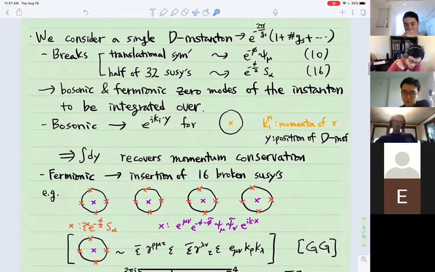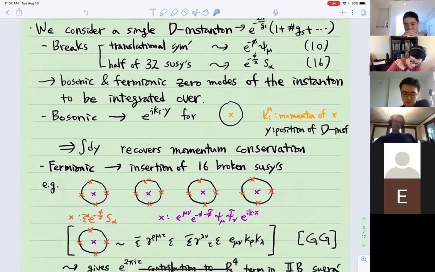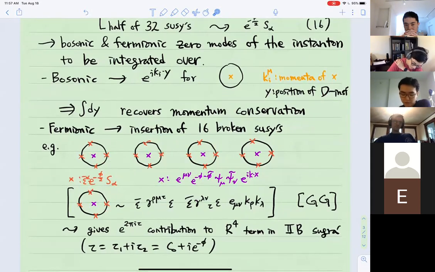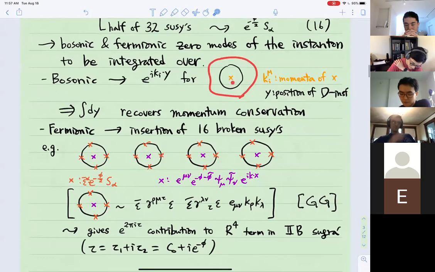And these zero modes, or instanton moduli modes, have to be integrated over the instanton moduli space. So how do we usually do this at the level of worldsheet? Well, for the bosonic moduli, whenever you have diagrams like this, where a closed string has some momentum k, there is this e to the iky factor coming from the doubling trick, where y you can interpret as the position of the D-instanton. So once you integrate over the position of the D-instanton, you recover the momentum conservation.